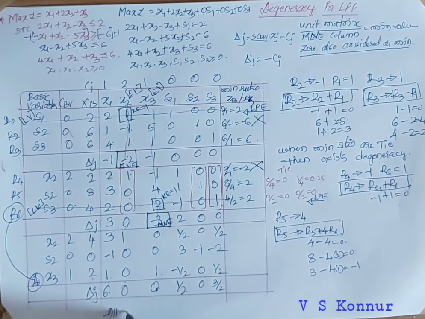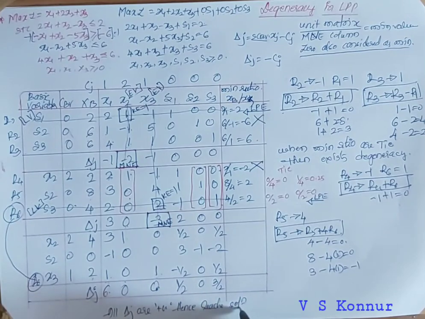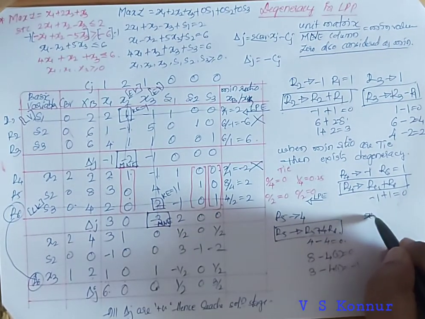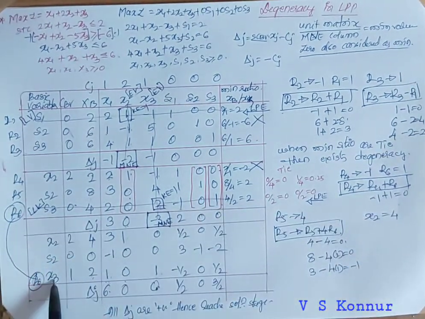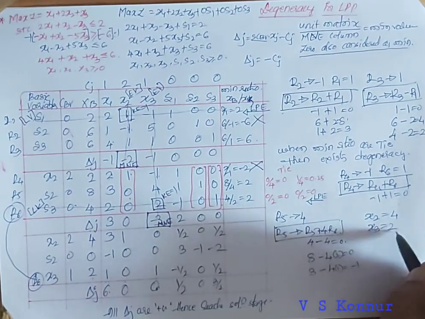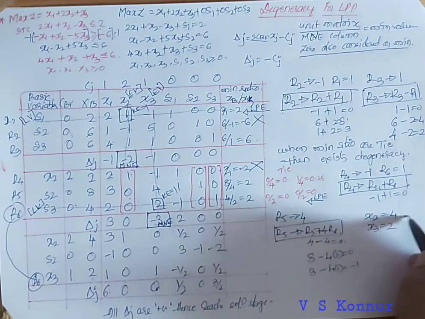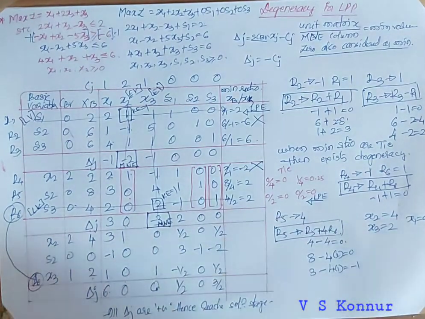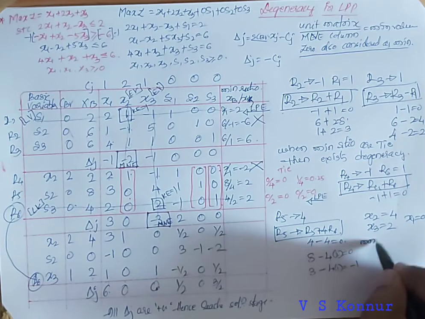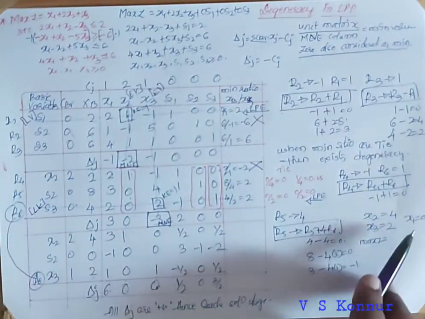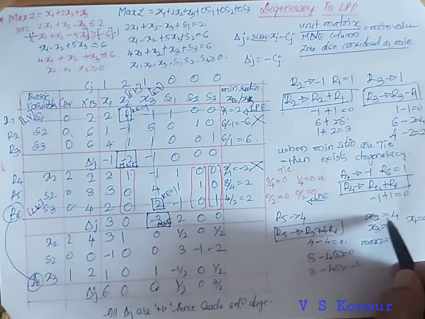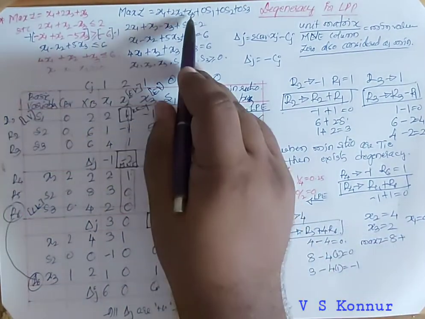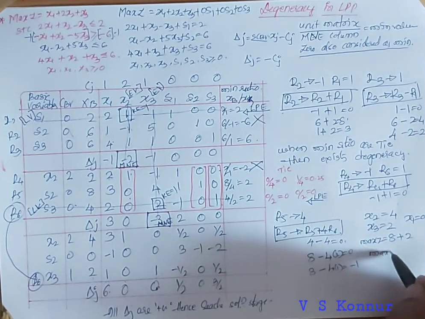Now all delta j are positive. Hence we have reached the solution. We got the solution stage. Now the value of x2 is equal to 4, x3 is equal to 2. Then x1 is equal to 0. If there is no x1, put it as 0. Now max of z is equal to x1 0, x2 is 2, 2 into 4 is 8, plus x3 is 2, plus 2. So max of z is equal to 10.